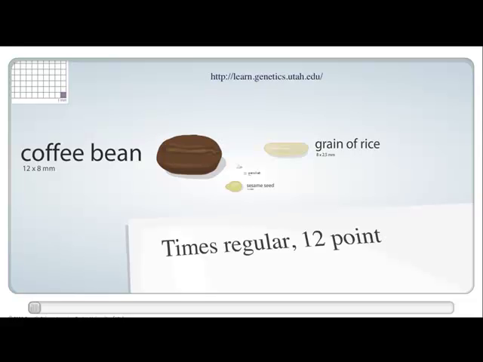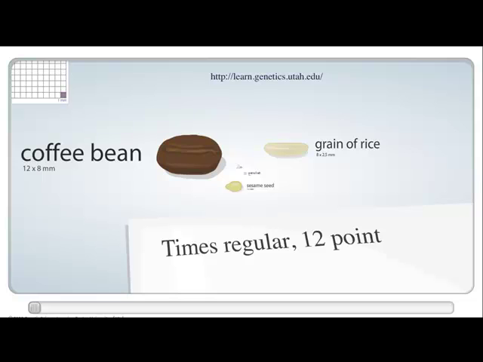What you're looking at right now is an interactive diagram that's going to help us to understand exactly how small an atom actually is. This diagram was produced by the genetics department at the University of Utah, and if you'd like to come back and explore it a little more on your own, notice that its website is at the top of the screen.